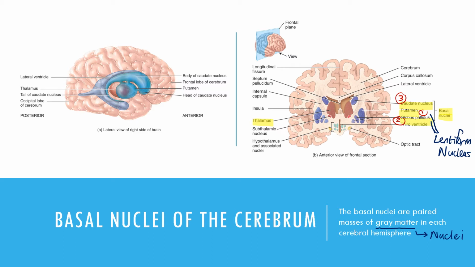This caudate nucleus has a large head, so we can see this on this left picture here. We have this large head connected to a smaller tail, and this is connected by this long comma-shaped body of the caudate nucleus.